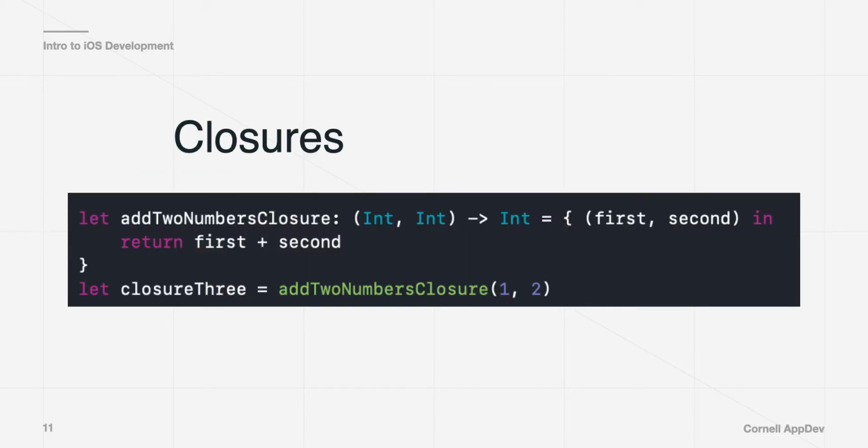Instead of defining a function to add two numbers, you can also define a closure. This closure takes in two integer inputs, which we name first and second, and we return the sum of first and second. Then you would call it with let closure3 equals addTwoNumbers closure.